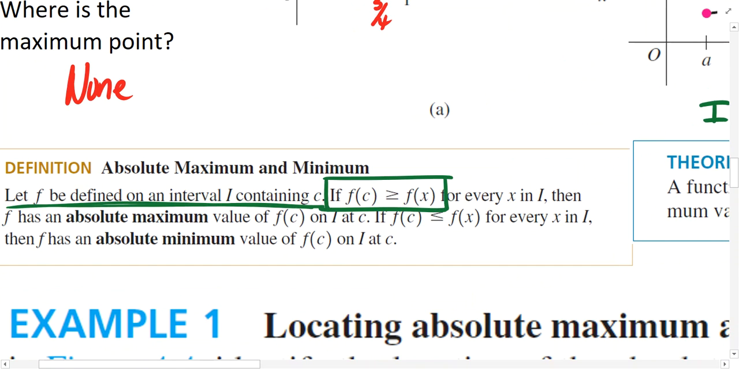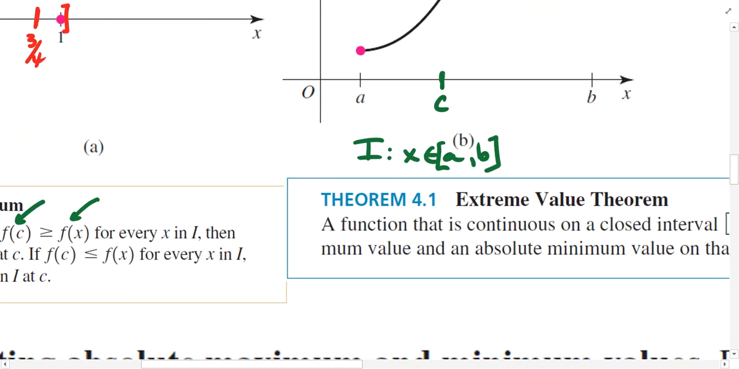Now, if f(c) is greater than f(x) for every other x value in the interval, so if the y coordinate associated with the position c is bigger than the y coordinate for every other value, and I should say greater than or equal to, for every other value in that interval, then that function has an absolute maximum at that point c.